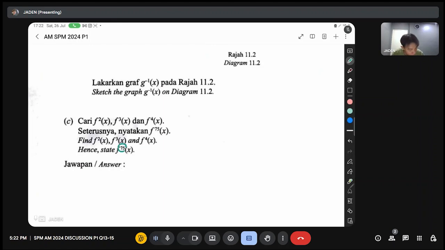Okay, so our f(x) is x − 2. Now f²(x) basically means f(f(x)). So what is f(f(x))? It means you put it back into f. So that will be x − 2 and then − 2. See, the x here must be replaced by exactly one more f inside. So x − 2 − 2. So you're going to get as a result x − 4.